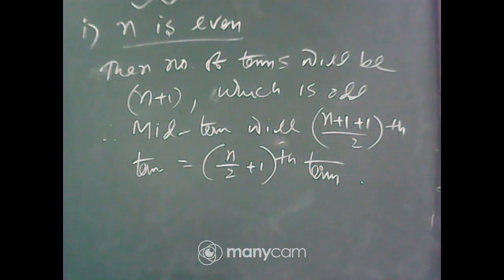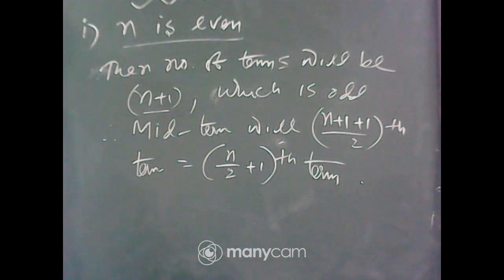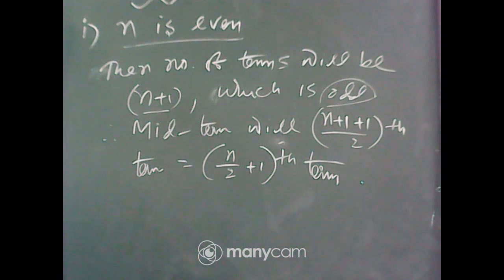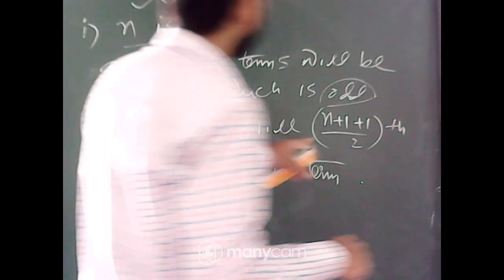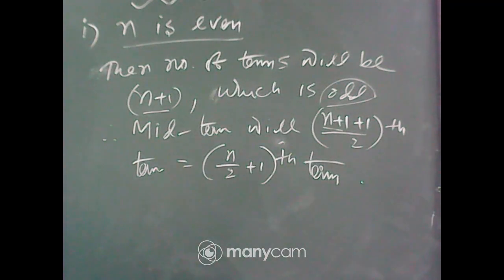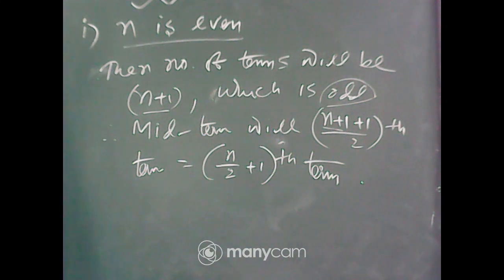Okay, listen carefully. n is even, then the number of terms will be n plus 1. Whenever 1 is added to an even number, that will give you an odd number, and for the odd number the formula is (odd number plus 1) by 2. Therefore, the middle term will be the (n plus 1 plus 1) by 2 th term. That means the (n by 2 plus 1)th term. Have you got it? Follow me.